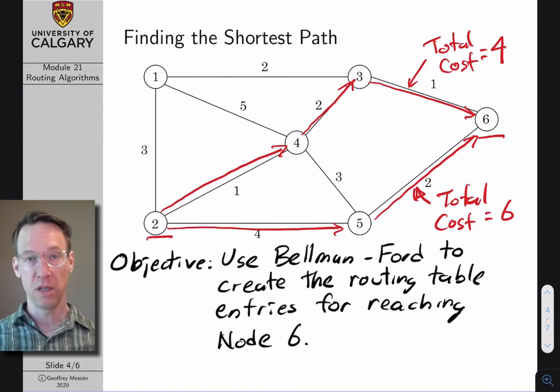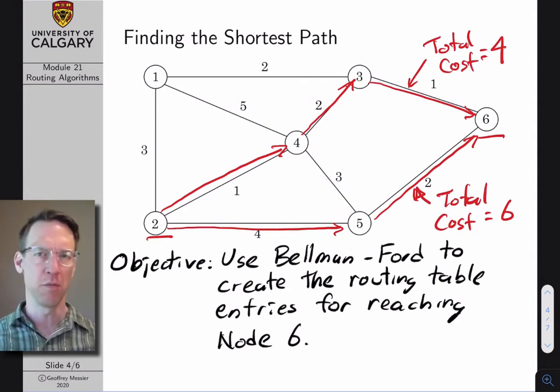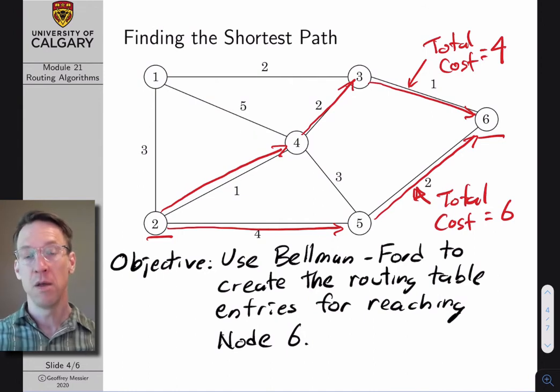However, if we did want to use the algorithm for finding the path with the fewest number of hops, the way you do that is you just assign all links in your network the same cost. So give all the links a cost of 1, basically, and Bellman-Ford will find you the minimum hop path.